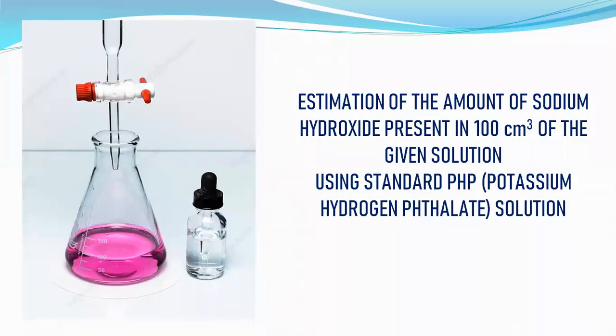Hello everyone. In this video, I'll be explaining the calculations for the experiment of titration of sodium hydroxide versus PHP. So in this experiment, mainly we find out the amount of sodium hydroxide present in the given solution by making use of standard solution of PHP. So PHP is nothing but potassium hydrogen phthalate. So basically, this is an acid-base titration where PHP is an acid and sodium hydroxide is the base, taken using phenolphthalein as the indicator.